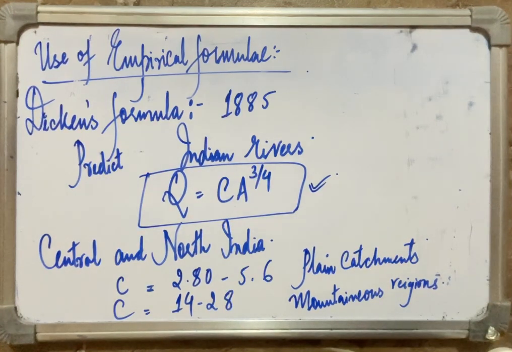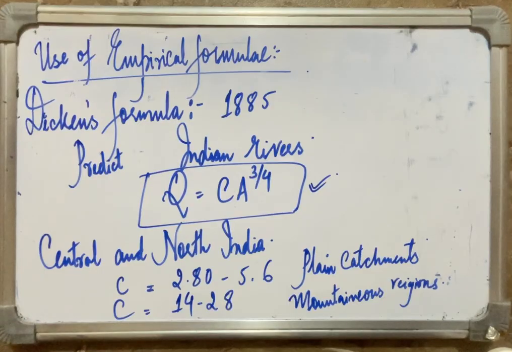So the Dickens formula is an empirical formula, and Dickens, for the first time in 1885, made an attempt and derived a formula of the following form: Q = CA^(3/4), after he conducted his studies on Indian rivers. But the point to note is that this formula is applicable to catchments in central and north India, and this constant C varies from 2.80 to 5.6 for plain catchments and from 14 to 28 for mountainous regions.